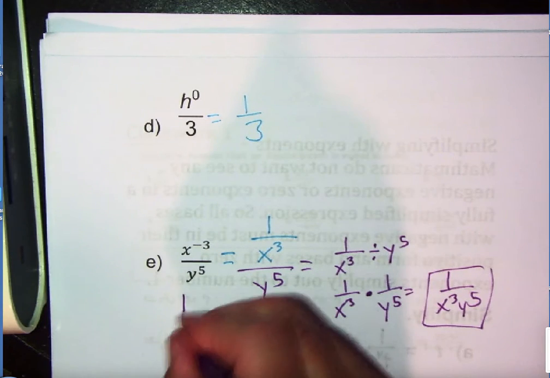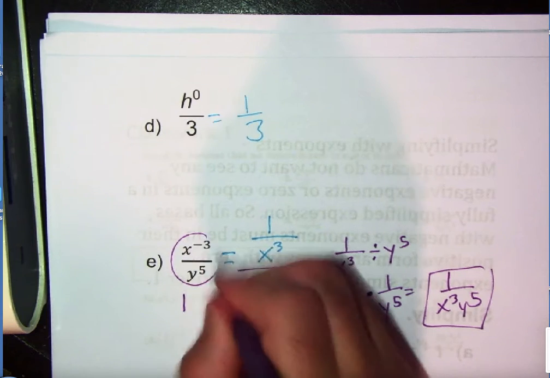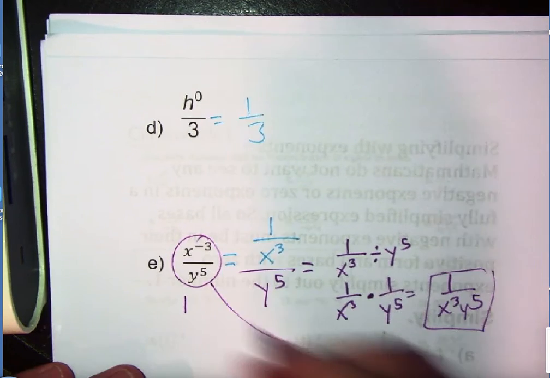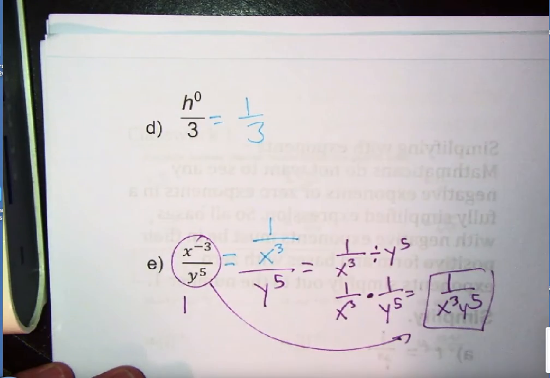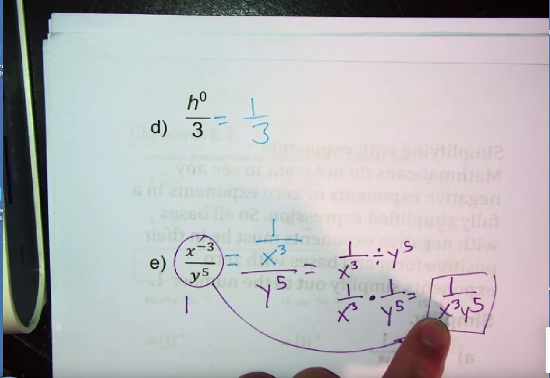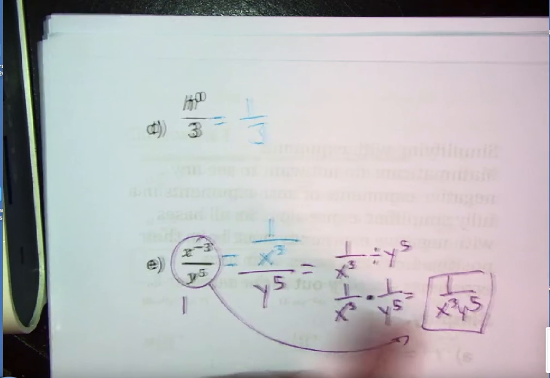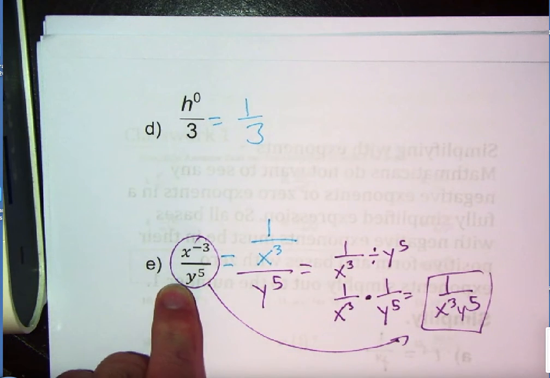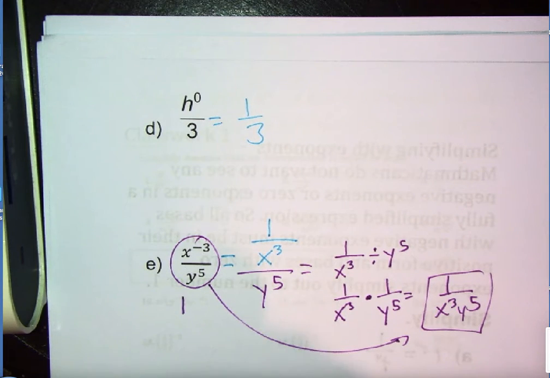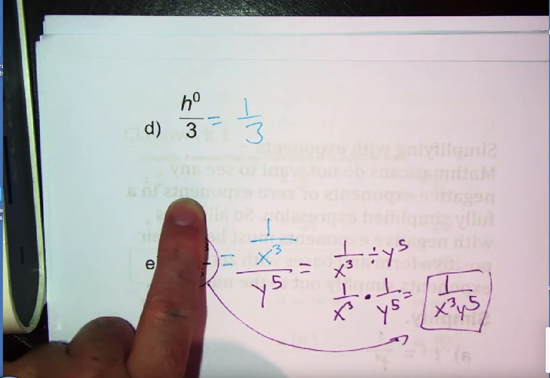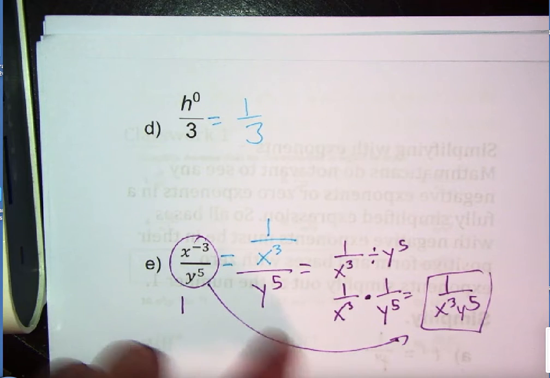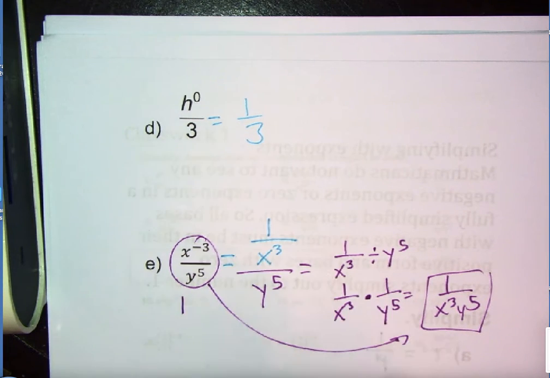But you can kind of look for a shortcut, right? Forget all that stuff. Is there a way to go from here to here? Notice where y to the 5th started. Where did it stay? Notice where x to the negative 3rd started and where it ended up, as x to the 3rd.